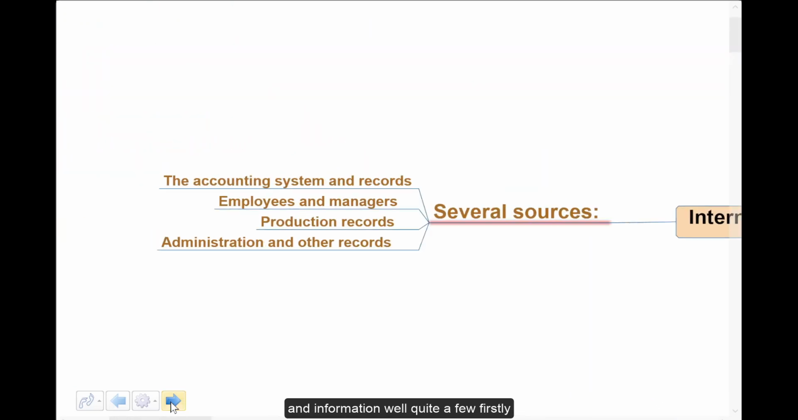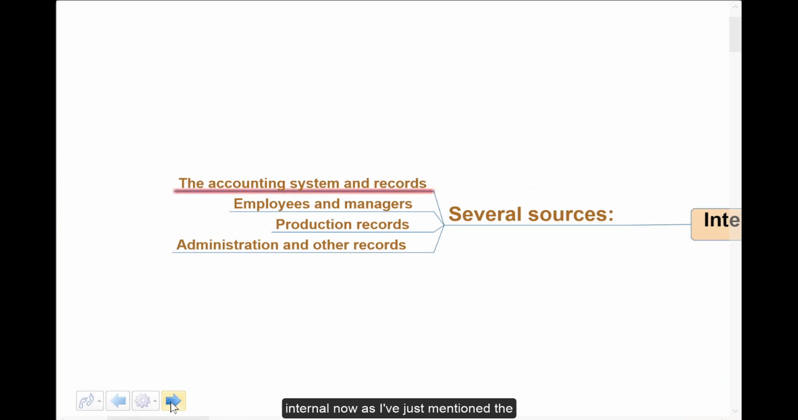What about sources of data and information? Well, quite a few. Firstly, internal. Now, as I've just mentioned, the historical accounting system, and indeed the records, house all transactions. We know that an accounting system is going to store purchase invoices, sales, petty cash, bank transactions, etc. So there's a myriad of information there. In addition to that, obviously employees and managers have a lot of information in relation to the company. Some may be with the company for many, many years. That is, skills, know-how, information about competitors, information about past successes, etc.